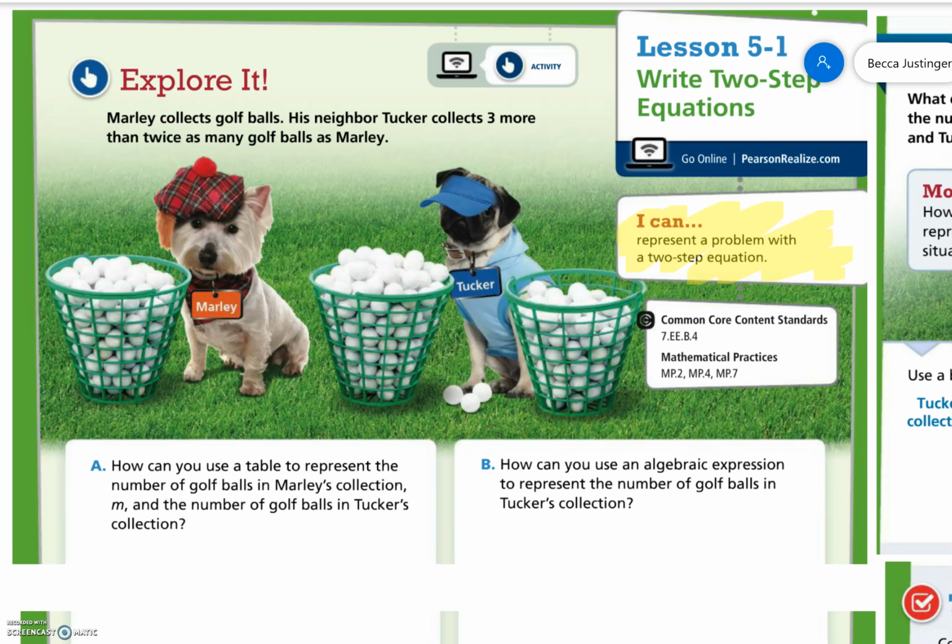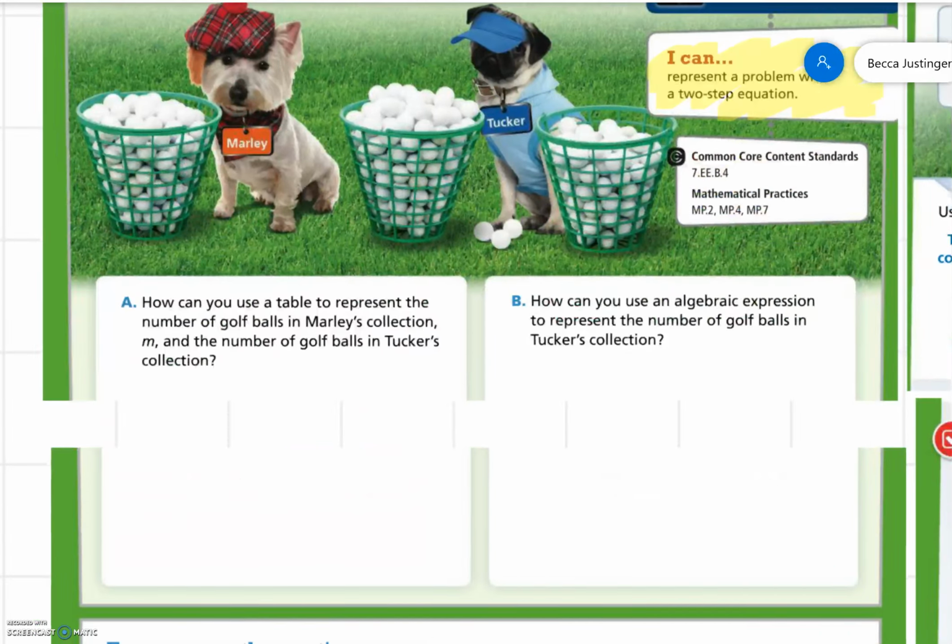Marley collects golf balls. His neighbor Tucker collects 3 more than twice as many golf balls as Marley. Part A. How can you use the table to represent the number of golf balls in Marley's collection, M, and the number of golf balls in Tucker's collection? Part B, how can you use an algebraic expression to represent the number of golf balls in Tucker's collection?